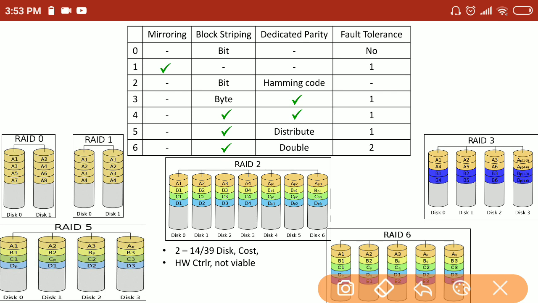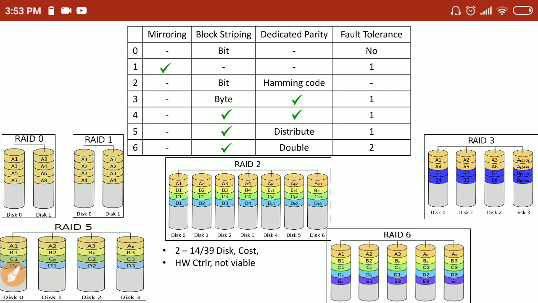For example, you can see in case of C, the data is contained on other drives and its parity information is on this drive where there is no C data. And in RAID 6 you are using distributed parity, but this time it is double distributed parity, so that you can tolerate a fault of up to 2 drives.